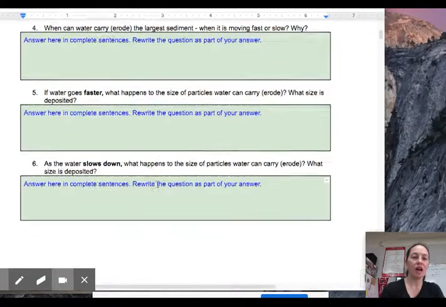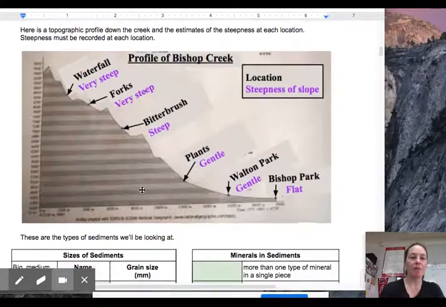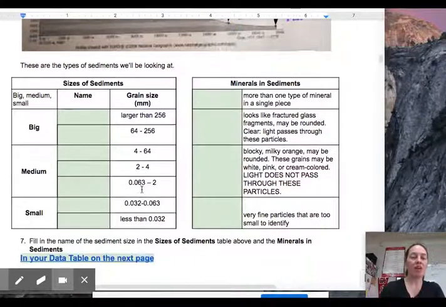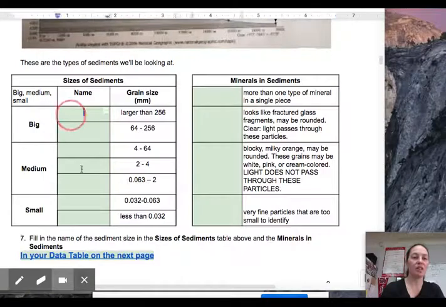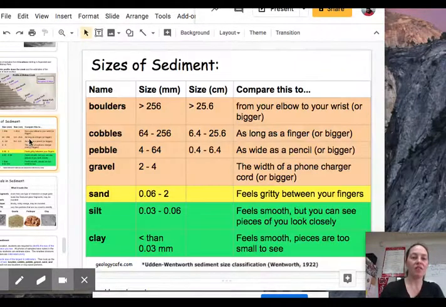So if you look at your lab on the second page, you have this same picture here so that you can see where the sediments were collected from. The next part of your lab is there's 2 tables, and these green boxes mean that you need to fill these in. So for sizes of sediments, we're going to be looking at big, medium, and small pieces of rock, and they have specific sizes that are measured in millimeters. Right here, there's a name for all the sizes, so you're going to use this table on your notes to fill in all of those names.